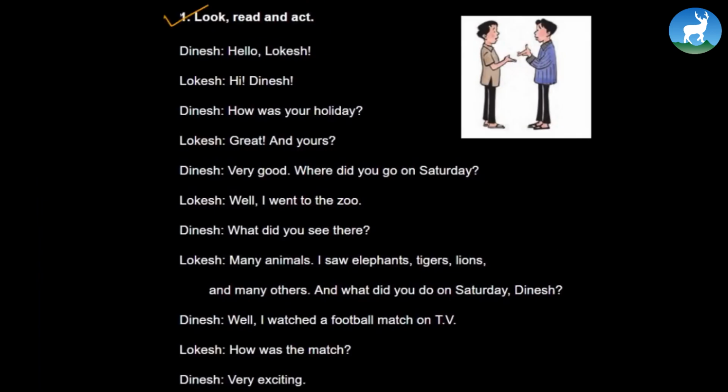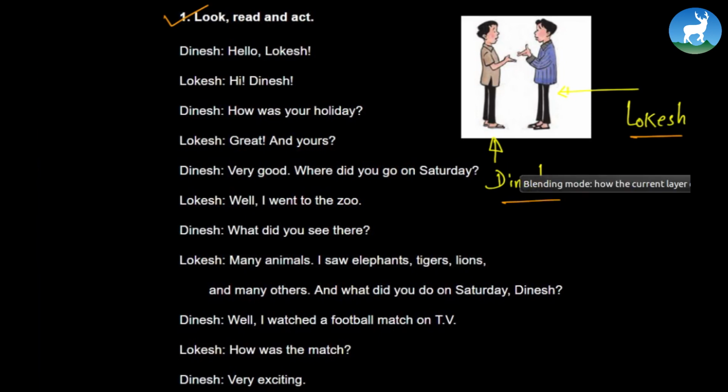Okay, let's look, read, and act. We have two friends right here. So this one is Dinesh, and this one is Lokesh. So we're going to read out the conversation that goes between Dinesh and Lokesh.